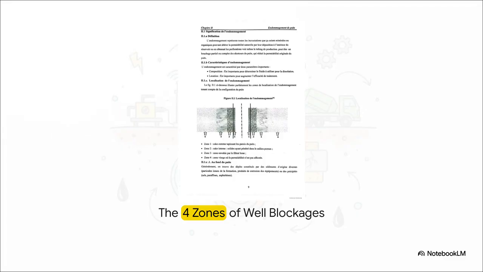When engineers look at a cross-section of the wellbore, they identify 4 distinct zones of damage. It's like a geological bullseye. Zone 1 is the external cake. That's a crust of solids plastered right onto the well walls. Moving deeper, we hit Zone 2, the internal cake, where fine particles have actually penetrated the rock's pores. Then there's Zone 3, the invaded zone, saturated by drilling fluids that have leaked out. And finally, way out in Zone 4, we reach the virgin zone. That's where the natural permeability of the rock remains perfectly healthy and unaffected.